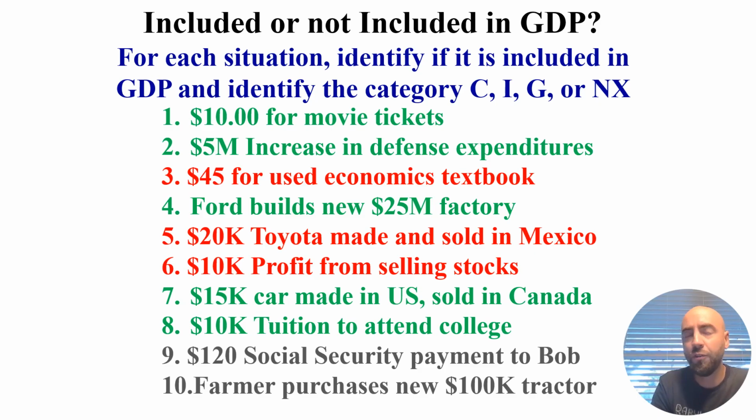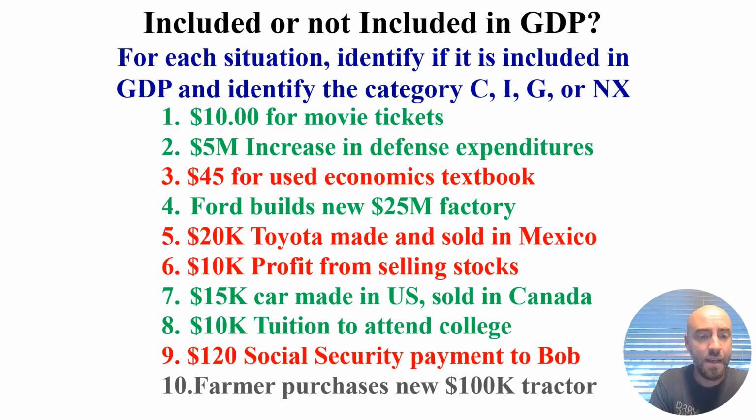Number 9, $120 Social Security payment to Bob. So this is just a check that someone's receiving from the government. There's no good or service being purchased. Therefore, this would not count toward GDP. Now, the spending that Bob does afterward could count toward GDP, but that check is not purchasing. This is what we would call a transfer payment.